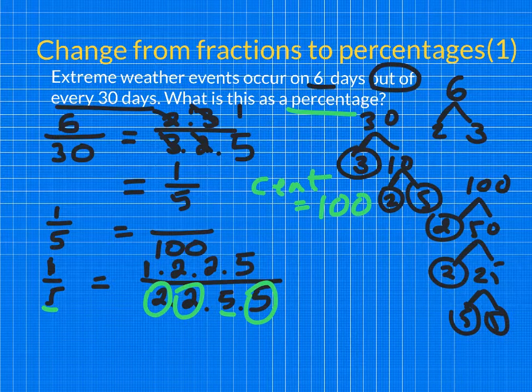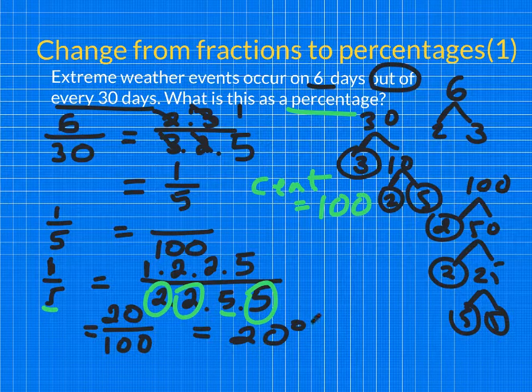So 1/5 can be written as 1 times 2 is 2, times 2 is 4, times 5 is 20. 20 over 100, and 20 over 100 is 20%. So extreme weather events occur 20% of the time.